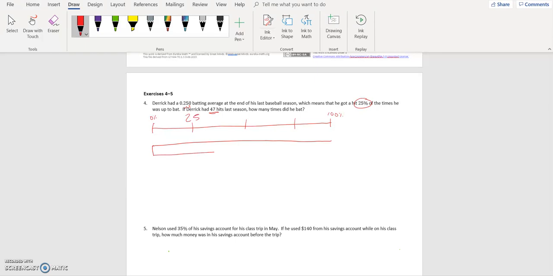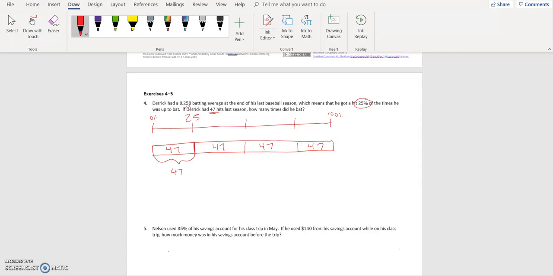So for 100% of the time of his bats, he only hit 25%. So this is the only time he hit the ball. And we said that that was 47 hits last season. So they're already telling us what this part is, 47. So that means that each section here is 47. Equal. 25% was 47, so another 25, another 25, another 25.